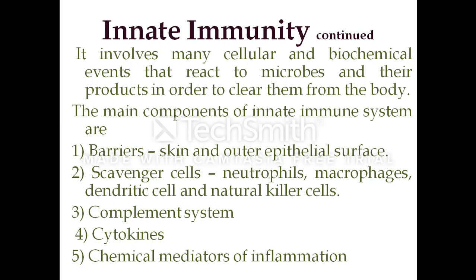The main components of the innate immune system include barriers like skin and outer epithelial surface, scavenger cells like neutrophils, macrophages, dendritic cells and natural killer cells. It also involves the complement system and complement proteins, cytokines and chemical mediators for inflammation. You will be learning about all these components in detail in coming videos.